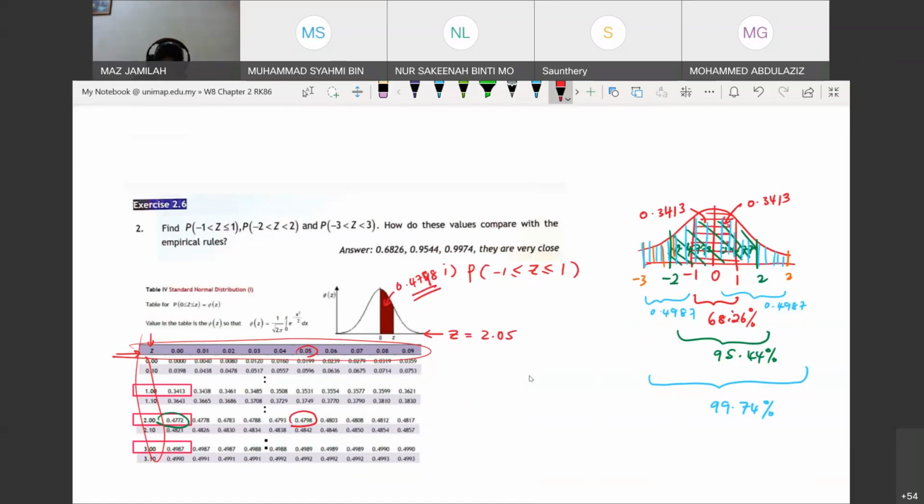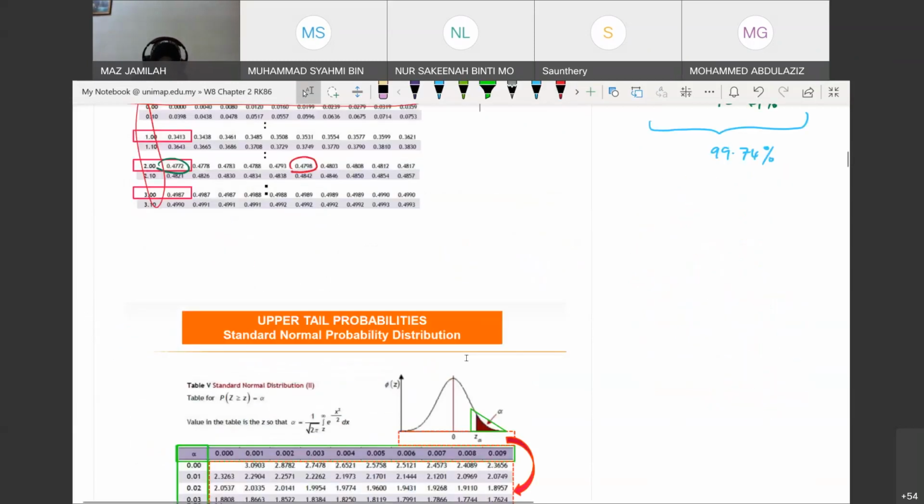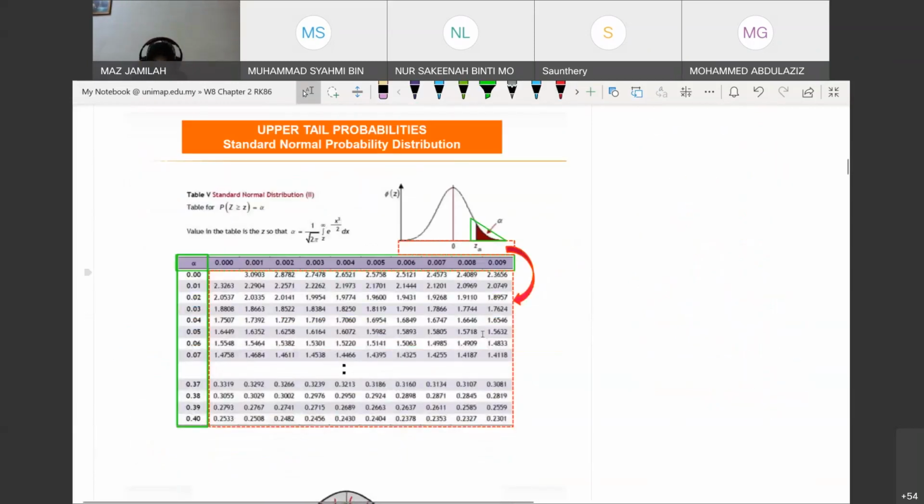Okay, with the given z. If you are talking about the upper tail, again we are talking about z on the x-axis. But this z is guided by the probability value at the upper tail. So z alpha is the one that is given here, and it is based on the probability value here.